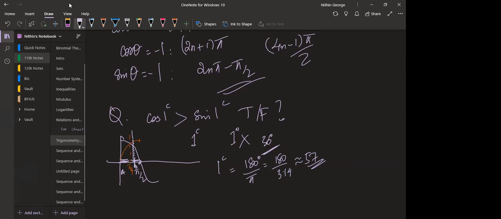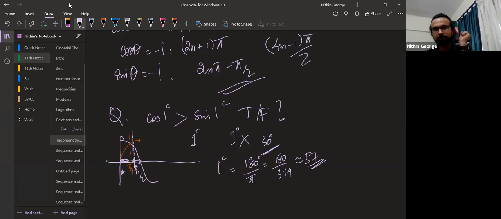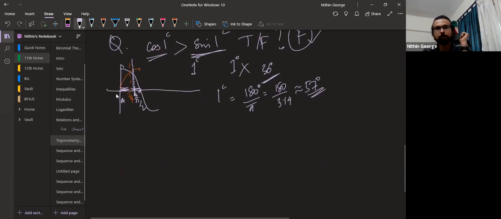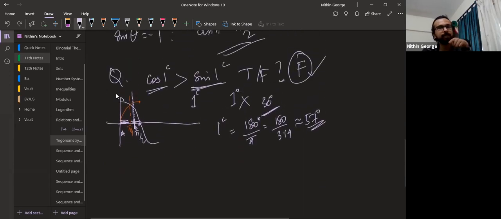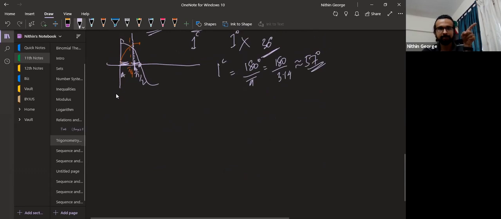Sine. Sine is clearly greater. So is this true or false? False. Got this? Since 1 radian is 57 degrees, I find that sine theta is greater than cos theta. At 45 degrees, they'll be the same. Before that, cos will be greater than sine. If it was 1 degree, then cos 1 is greater than sine 1. Degrees, yes. But for radian, it is false. All right. Let's move ahead.